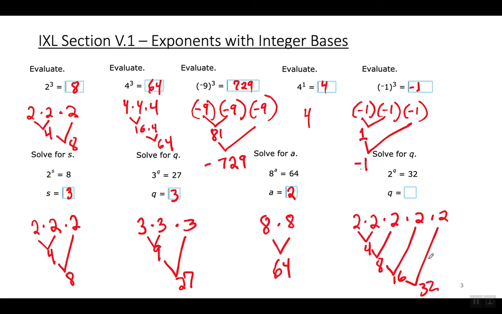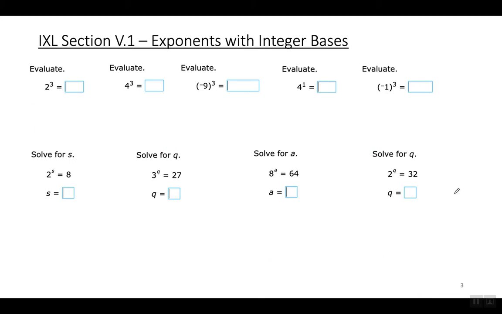All right? This one comes up a lot, so it's a good one to have memorized. 2 to the 5th power equals 32. All right? 2 to the 5th power. So as you can see, that's pretty simple. Let's go to the next slide.